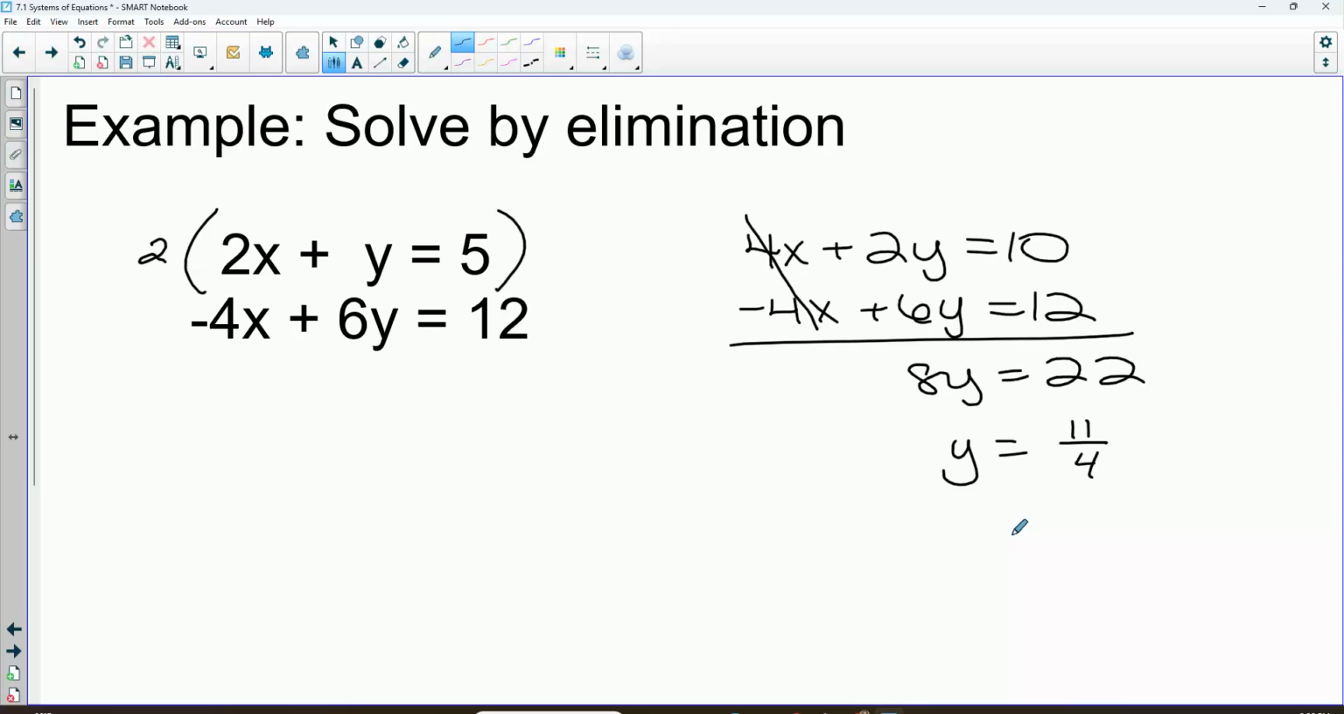Okay, everything is not going to be nice and pretty, so don't be alarmed if you get a fraction. I do want a fraction over a decimal. We want exact answers. So then, to get my x, I can plug that back in anywhere. Maybe I put it in for the second one. Well, I'll just go with the first one. It's pretty easy. So 2x plus 11 fourths equals 5.